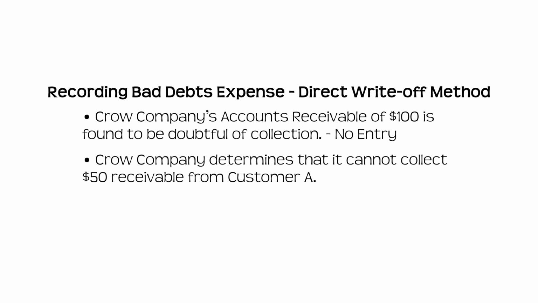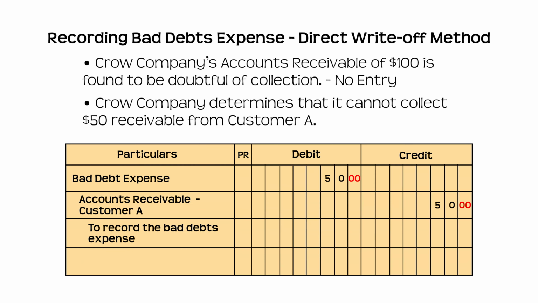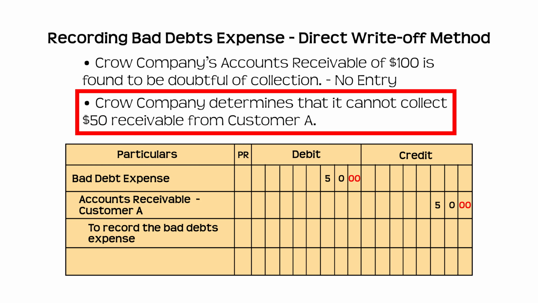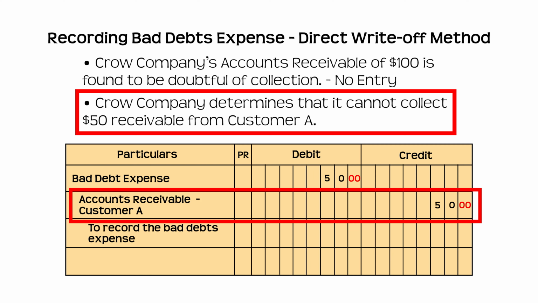Continuing the example, Crow Company determines that it cannot collect $50 receivable from customer A. Using a direct write-off method, Crow recognizes the loss by debiting bad debts expense and crediting accounts receivable. The debit entry in this method charges receivables that are deemed uncollectible to the current period's bad debt expense. The credit removes the balance of the accounts receivable account in the general ledger and subsidiary ledger account for each customer.